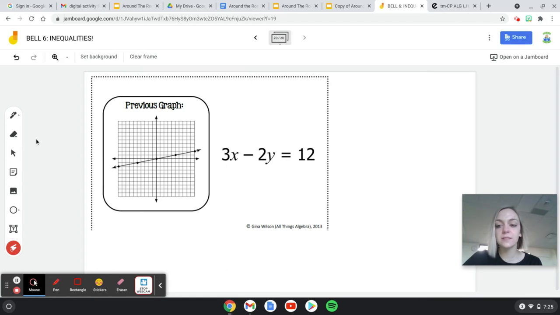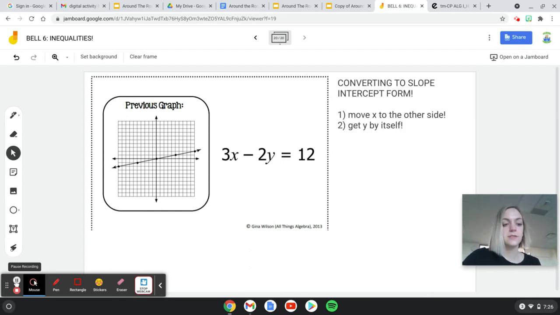So when we're doing this, converting to slope-intercept form, we need to get y by itself because we want y equals mx plus b. All right, so I just added our steps for converting to slope-intercept form. We're going to move x to the other side and then get y by itself. So if I'm moving x to the other side, I have a positive 3x, which means I need to subtract 3x from both sides.